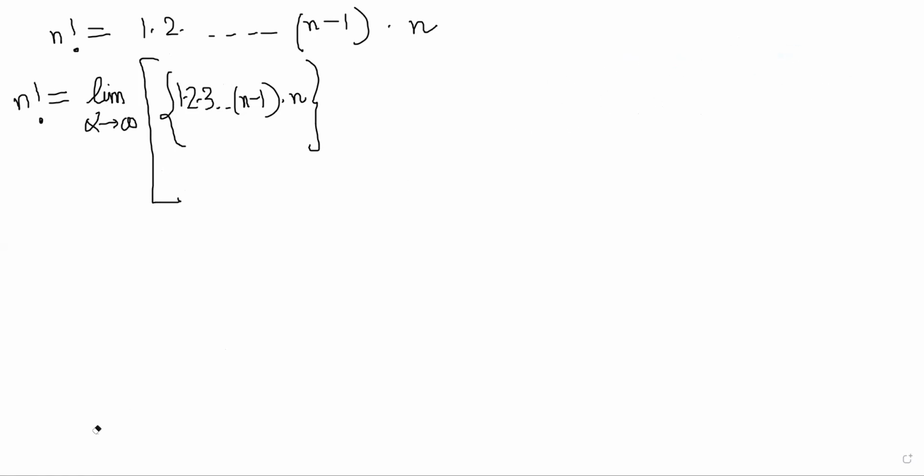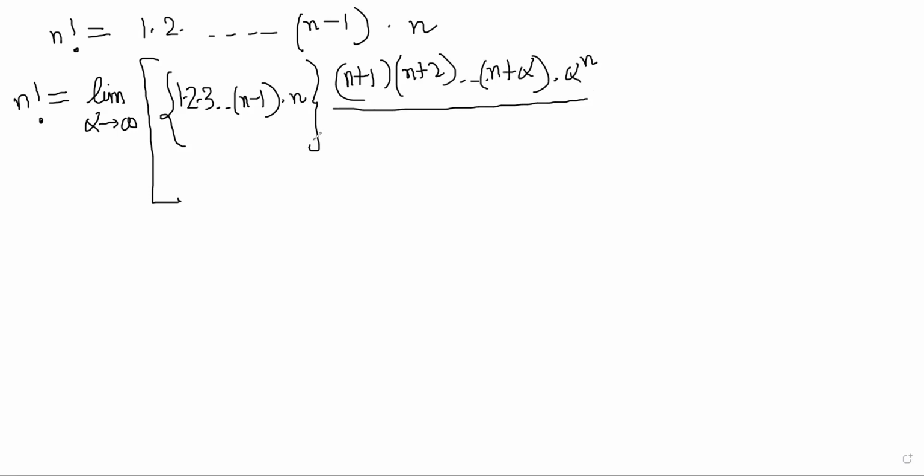I'll multiply this with n plus 1, n plus 2, and so on till n plus alpha, multiplied by alpha power n by n plus 1 by the same thing, because we obviously have to multiply and divide by the same quantity, right? Okay, so if I do this right now, then let's manipulate it a little bit.